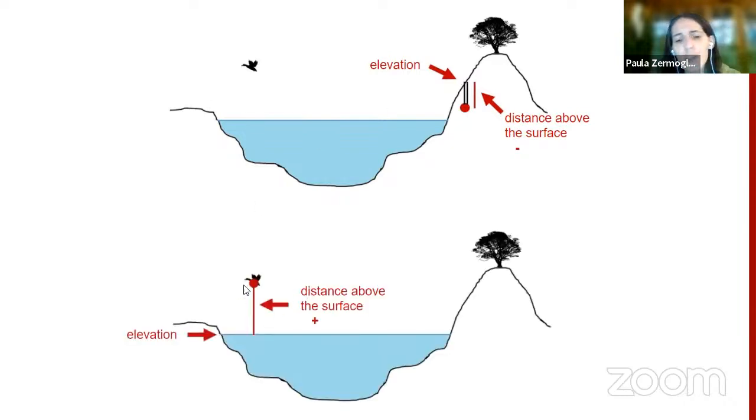Now, if we're observing a bird flying on top of a lake, the elevation will be the elevation of the lake, because this is our reference surface. And the height at which the bird is flying will be a distance above that surface, which is a positive value in this case.